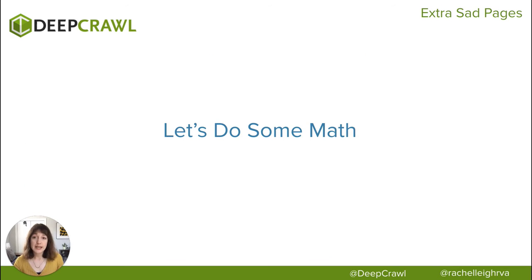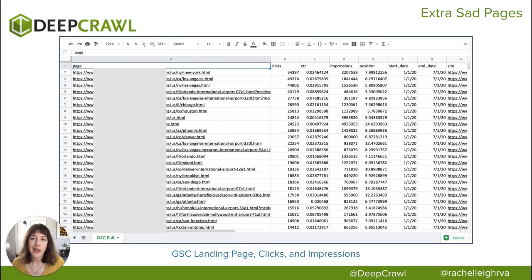So those are our 3 data sources, and now we can get down to business and do some math. Don't worry, I'm going to walk you through each step. We'll begin by creating a new Excel or Google sheet and pulling in our Google Search Console data. We need to have our URL, our clicks, and impressions for each of those URLs.